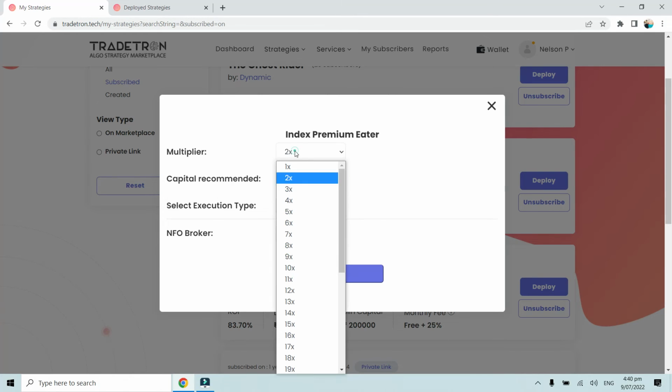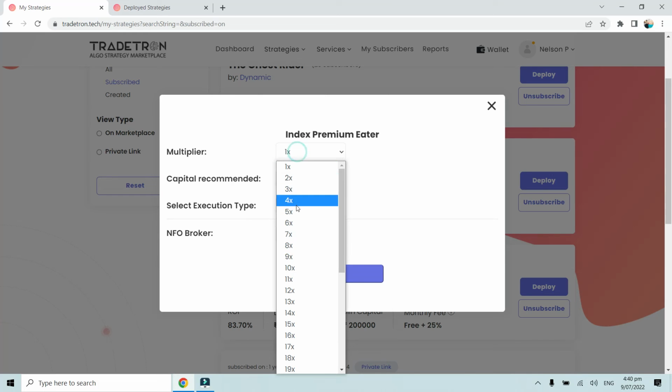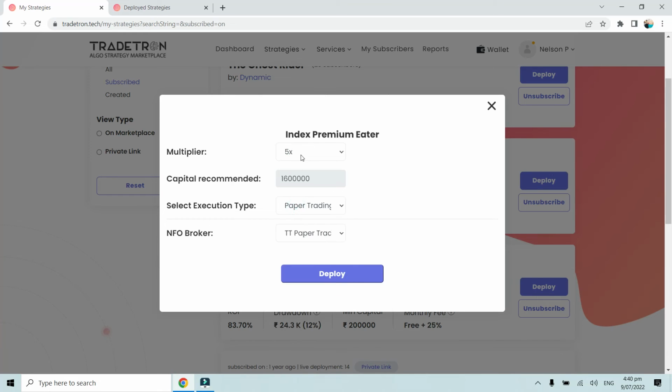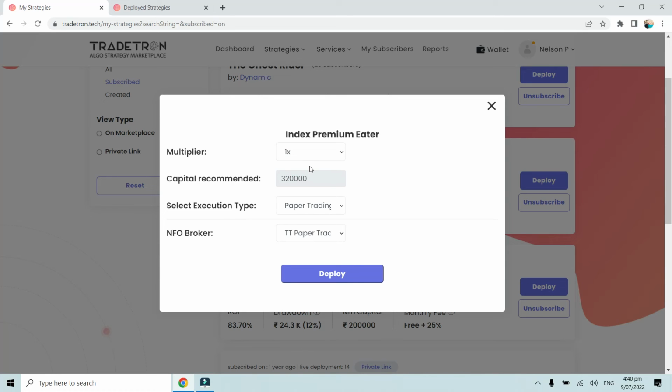So that's what the multiplier does. Whenever you're deploying a strategy, if you have created a strategy on 1 lot, then it will sell 1 lot. But if you deploy this on 5x, then instead of 1 lot, it will buy or sell 5x the quantity. That is, it will buy or sell 5 lots of call or put options accordingly. All right, so be careful while selecting the multiplier based on your requirement. So this is basically on a 1x multiplier. Now this is the capital recommended, which is straightforward.